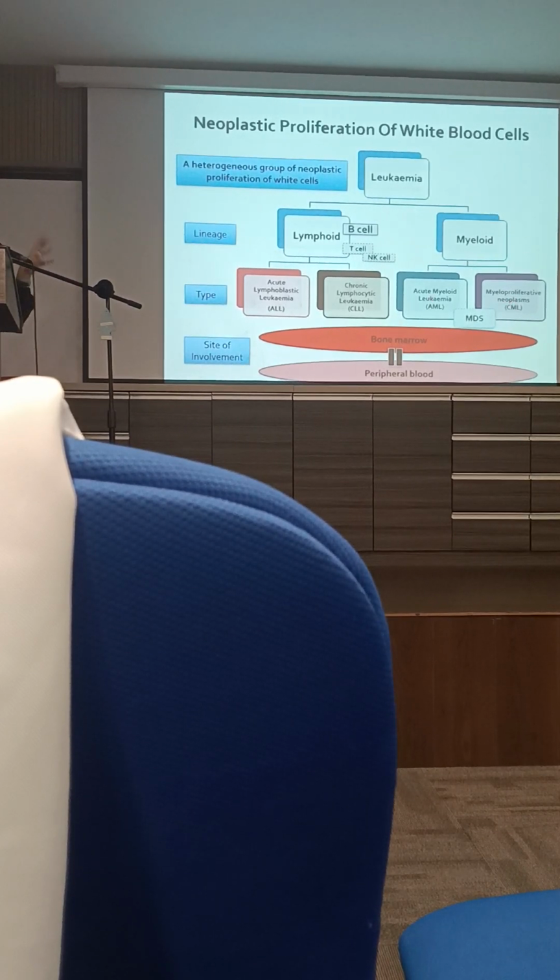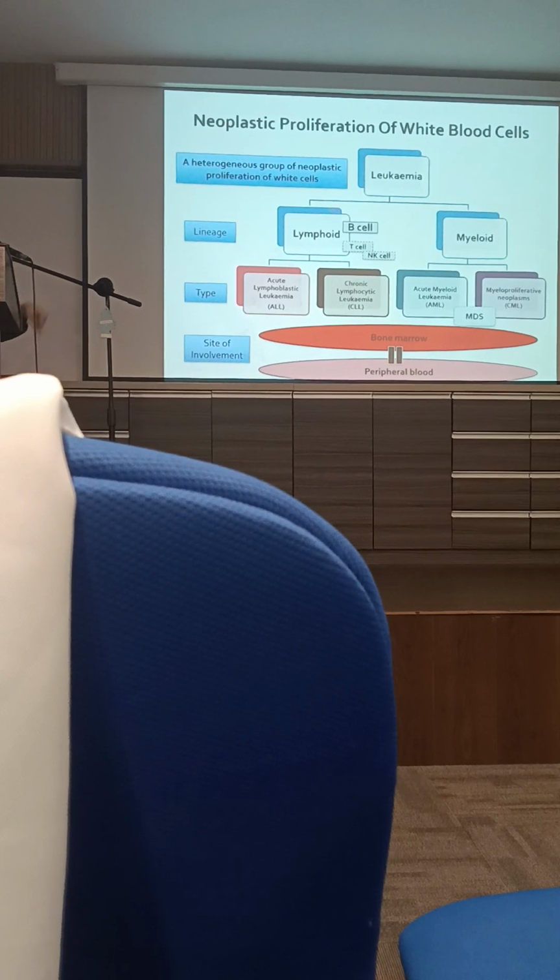The reason we have all this classification and understand lineage is because the treatment for each type is different. That is important. If you give the wrong treatment, or diagnose wrongly, the patient dies. So that's why it's very important.